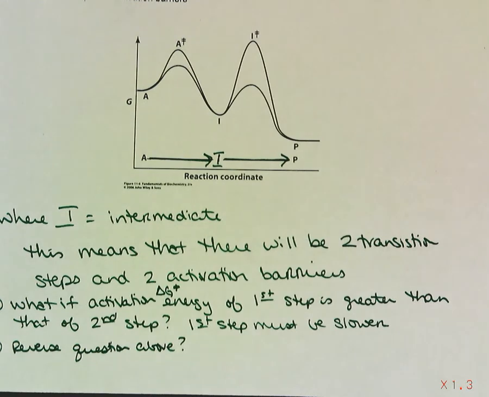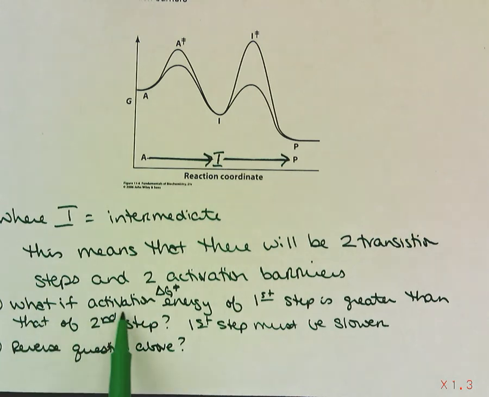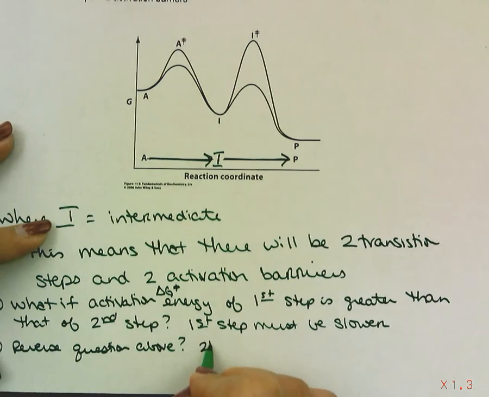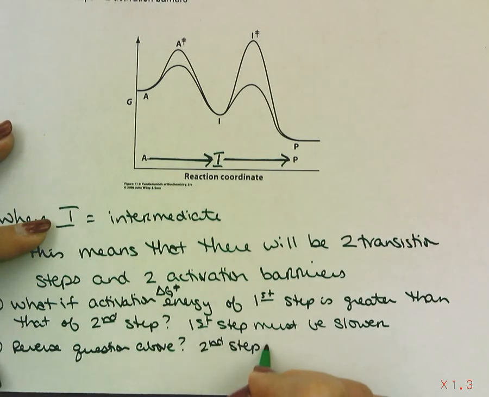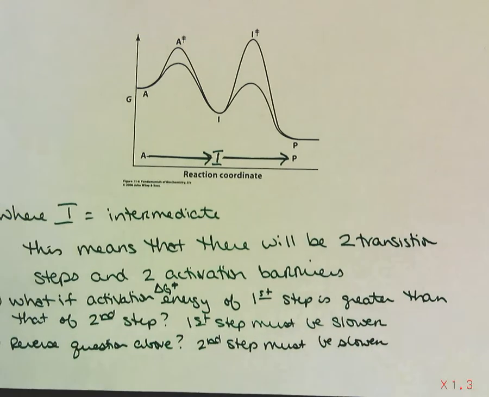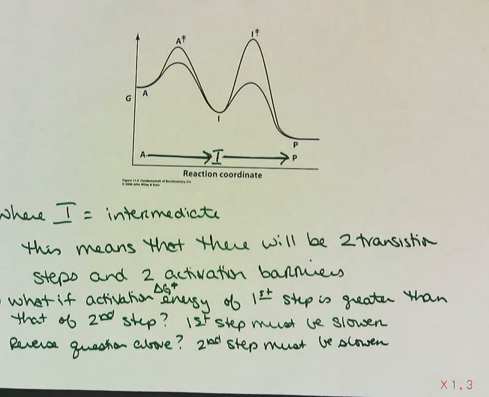So instead of me writing out the exact reverse of the question above, you can rewrite it. But what if the activation energy of the second step is greater than that of the first step? Which of the two steps will now be the slower? Second step, right? Then what do we call that step that is the slow step of all the steps? Rate determining step.